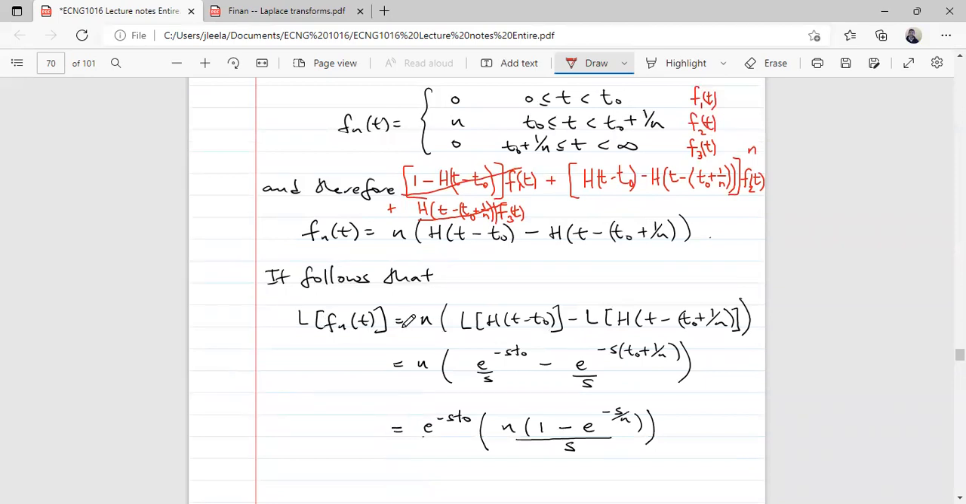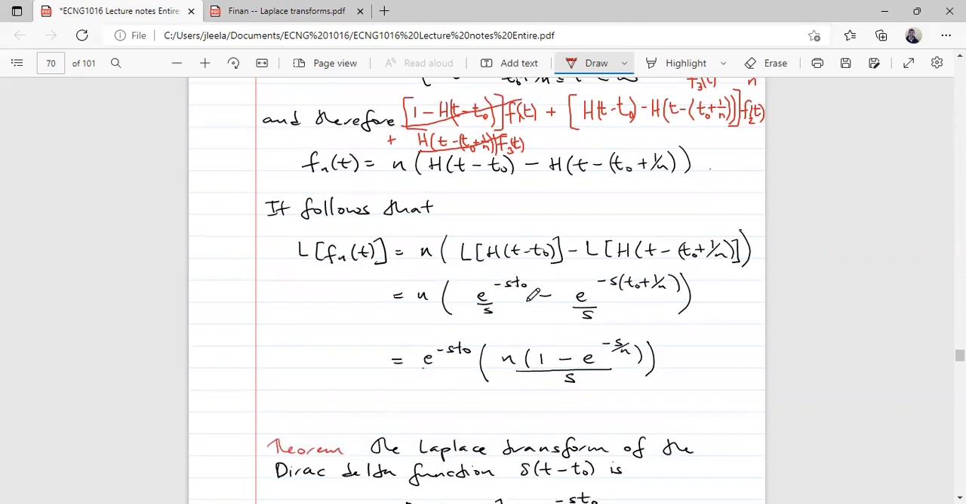And then you take the Laplace transform throughout, right? So you take the Laplace of f_n(t) is equal to n times the Laplace of h at t minus t0, and we know this, and we also know this here. So this is the Laplace of a strict Heaviside function, which is e to the minus s t0 over s, and this one here is e to the minus s times t0 plus 1 over n, over s, and you have to multiply it by n.